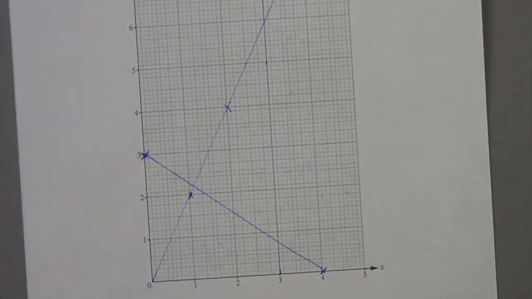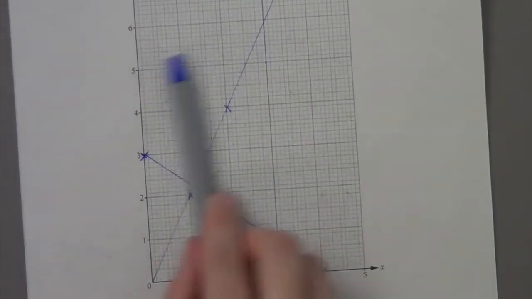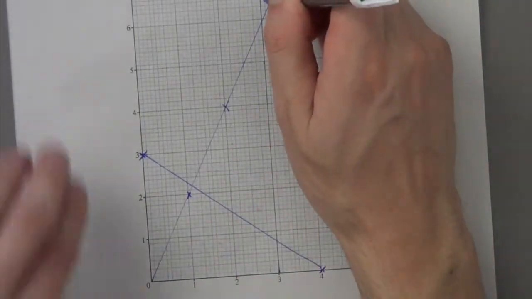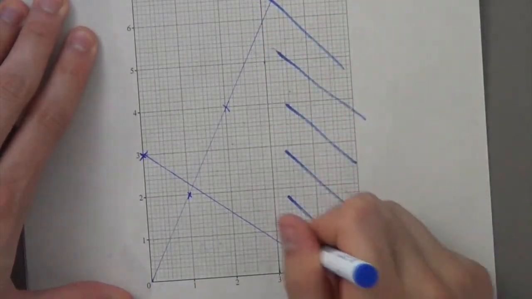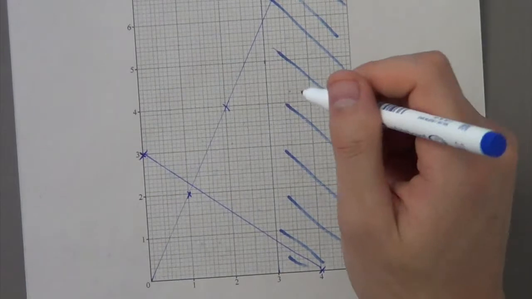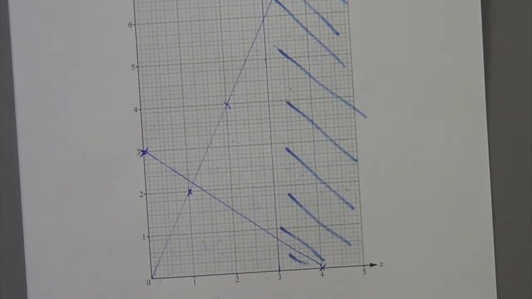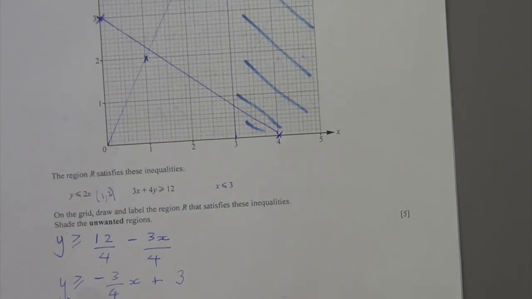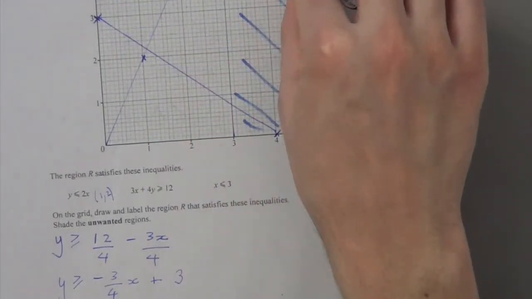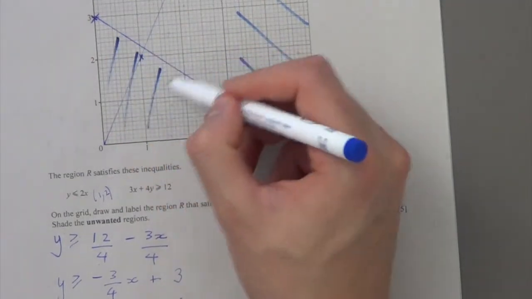Now, it says shade the unwanted regions. So x is under 3, so that's going to be what I want. So I will shade this region here. Don't want that. Now this bit, I'm actually going to look at my rearranged equation for the middle one. What is it telling me? It's telling me that y has to be greater than this line. So here's this line, so it's got to be greater than that. So the unwanted region would be this bit here.